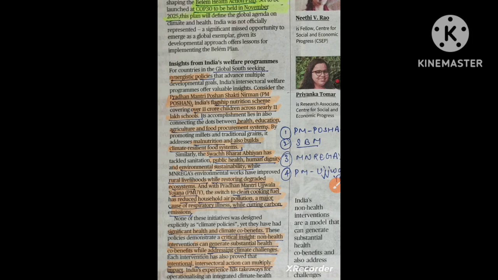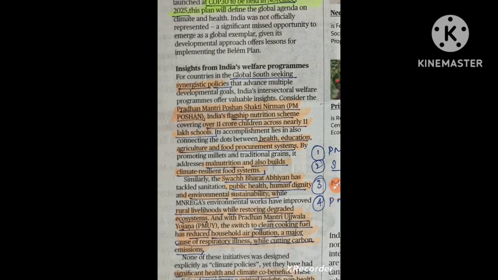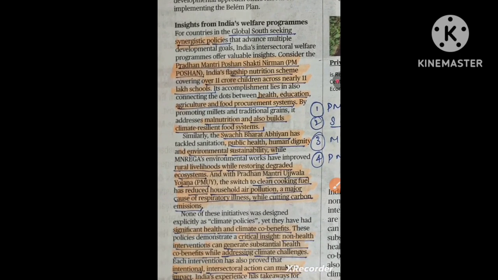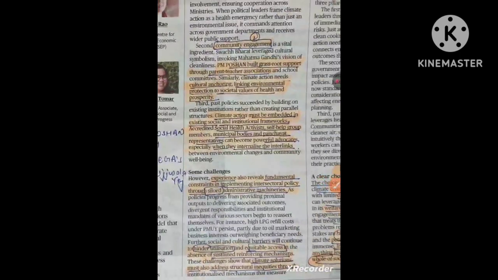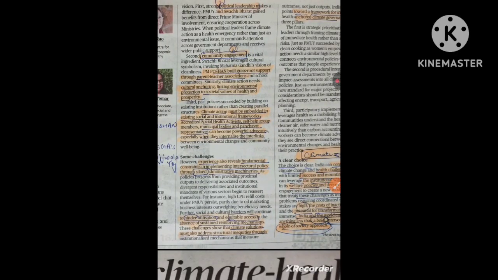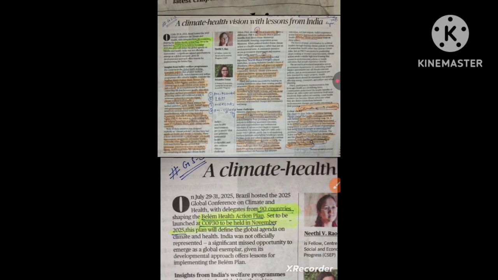What am I trying to say? When it comes to Poshan, it is a nutrition scheme covering over 11 crore children across nearly 11 lakh schools. It's an accomplishment. Now you can pause this video and see. I just want to tell you that whenever we have questions regarding climate change or environmental issues, you can mention these as an example.